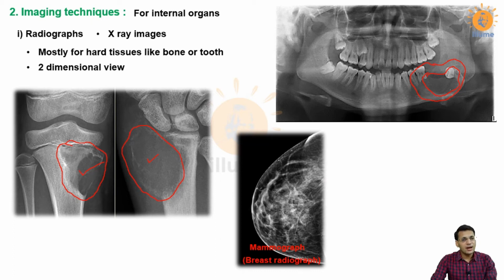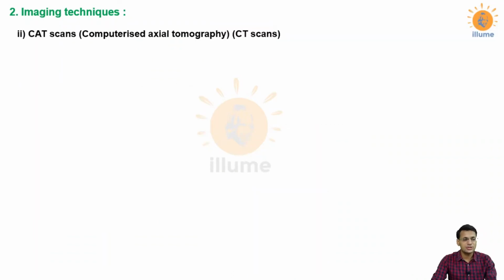Now what is a mammograph? A mammograph is a breast radiograph. A radiograph when taken for the breast is called a mammograph. Mammo is a prefix used for breast, and this is done in cases of breast tumors.